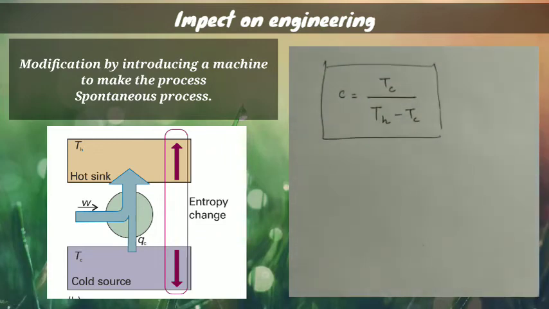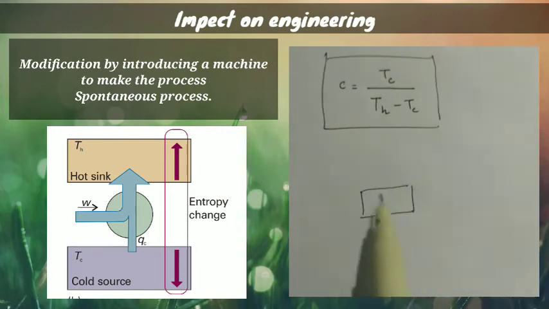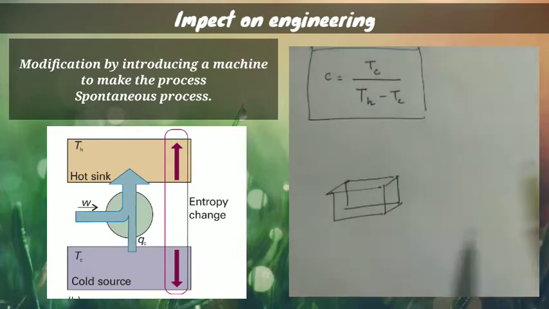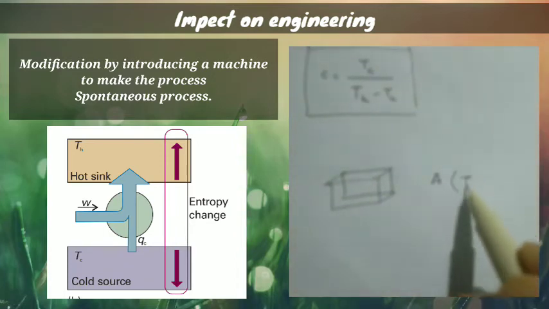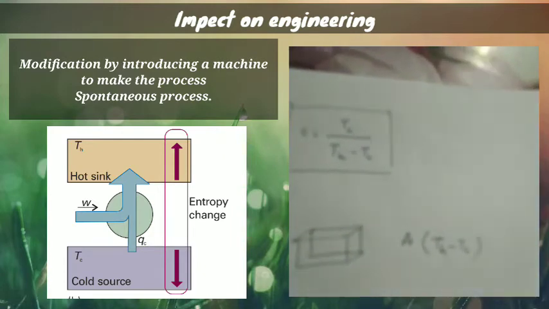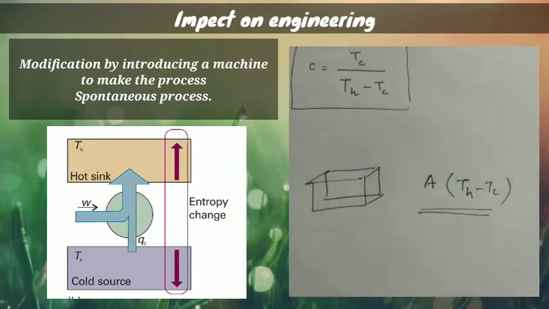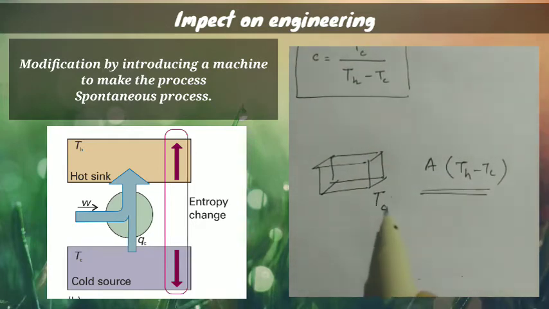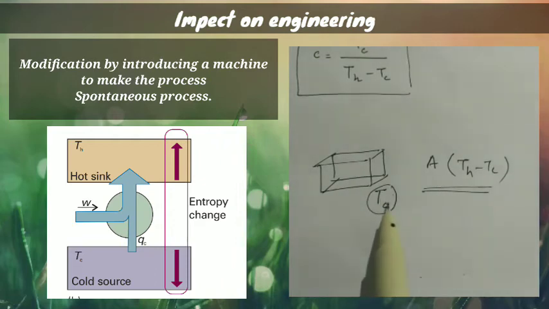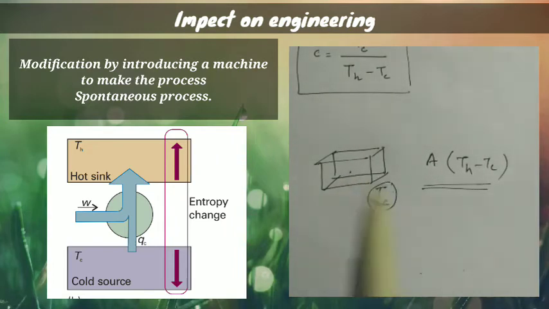Okay, but the thing is that in a practical machine, let's suppose this is your refrigerator. This is the inside of the refrigerator, let's suppose this is the inside box. But there will always be some leakage. We observe some leakage. Let's suppose the leakage is a times Th minus Tc. If the leakage is this amount, then there will be some loss of energy. So we have to maintain the temperature Tc, which is the temperature of the cold source, the temperature inside of the refrigerator.